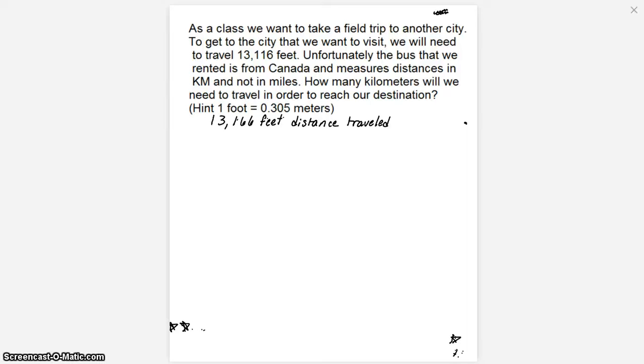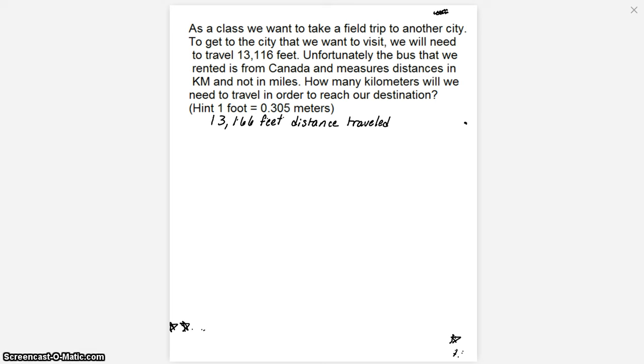Okay, you guys, you can see what I've already started to do here. Since this is a lengthy word problem, it has a lot of different words, a lot of different numbers in it, I've already started to write some numbers down and what they stand for. So 13,166 feet, that's the total distance I need to travel. I'm also going to write down number of kilometers, because that's the answer I want, right?